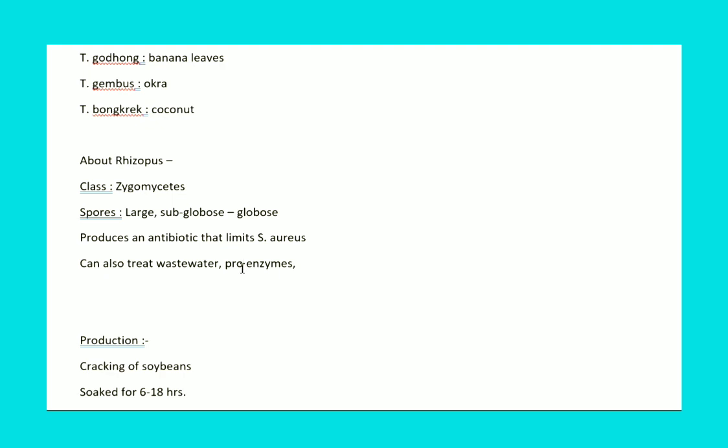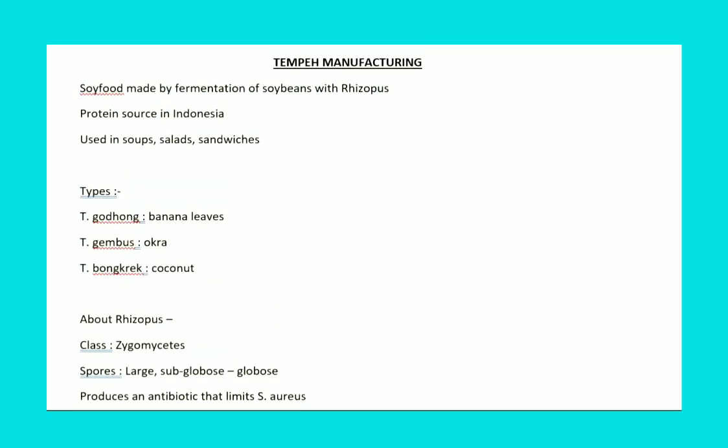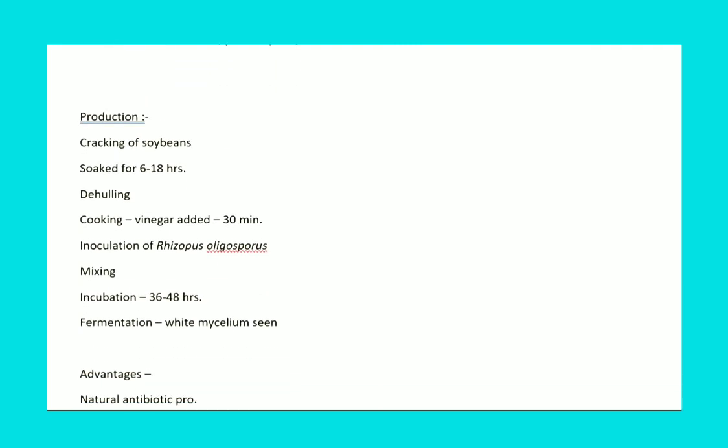There are various other features of Rhizopus. For example, it has high germinability. The spores of Rhizopus have a high power of germinability, and due to the mycelia, the soybeans become compressed. These are basically the features of Rhizopus oligosporus, and due to these features only, we use it in tempeh manufacturing.